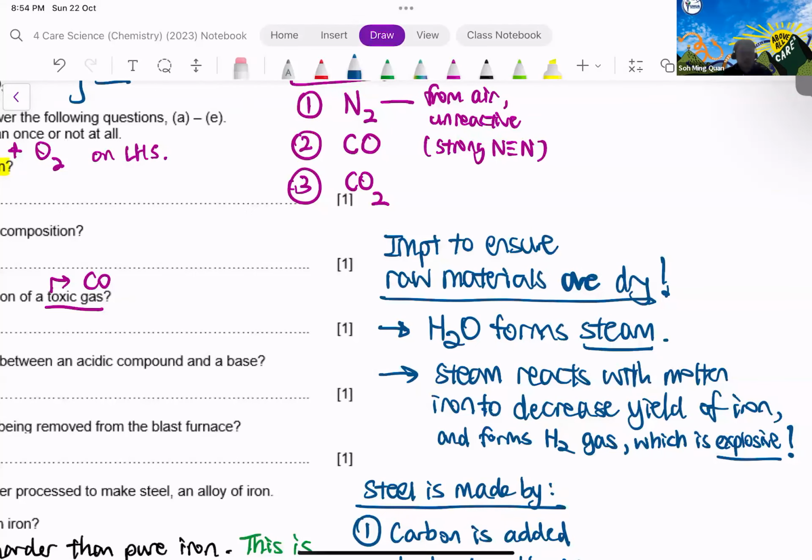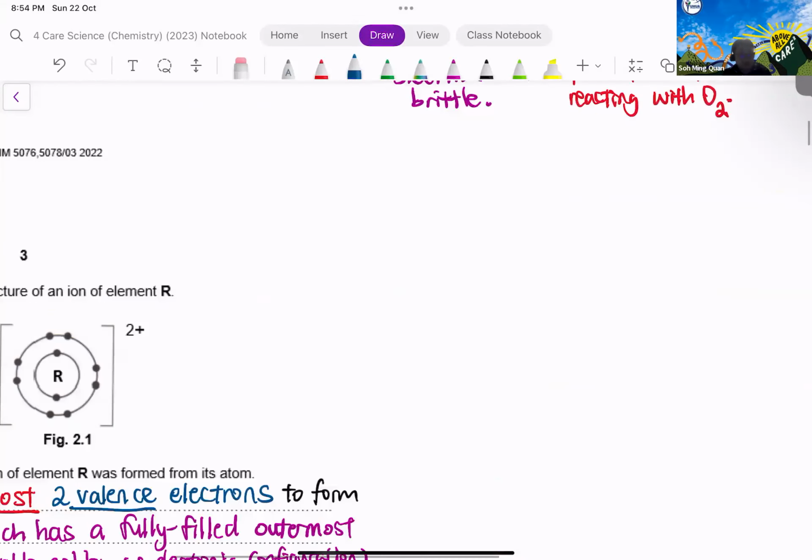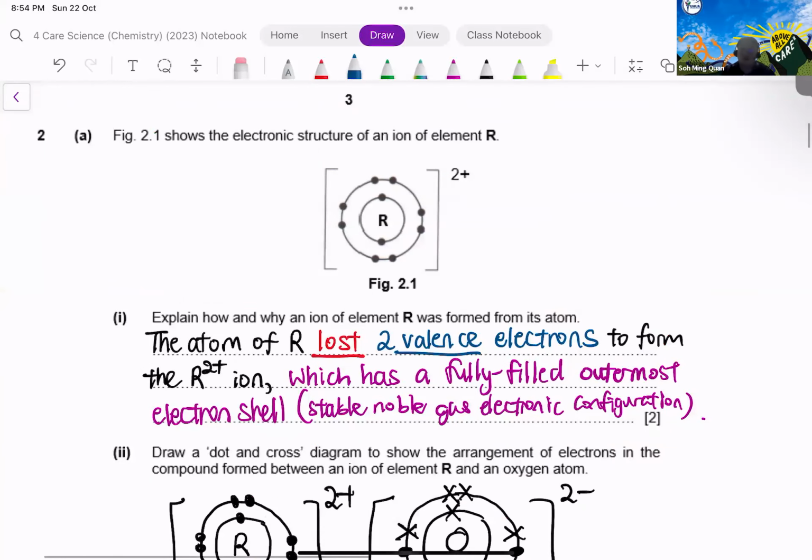Okay, now we move on to question 2. Now, question 2, I'll just run the answer through very quickly. Now, figure 2.1 shows the ion of element R. You can see that there are a few pieces of information. Number 1, element R forms a 2+ ion. So immediately you must see 2+ means what? It means in terms of electrons, the atom lost 2 valence electrons.